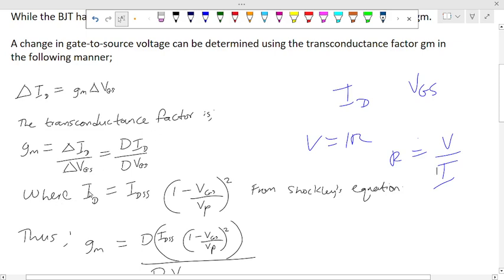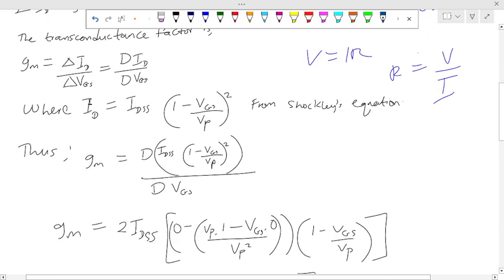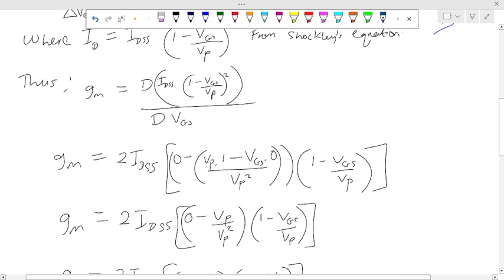Where ID is defined using Shockley's equation. So what we are going to do now is differentiate ID. That is, we are differentiating Shockley's equation with respect to VGS. So gm equals this. So now let's take this differentiation quickly. So we are differentiating Shockley's equation.